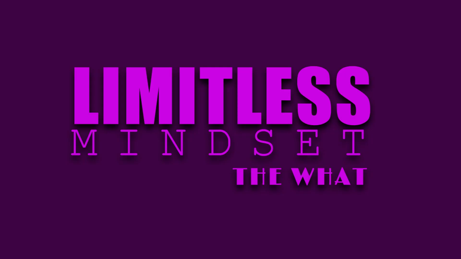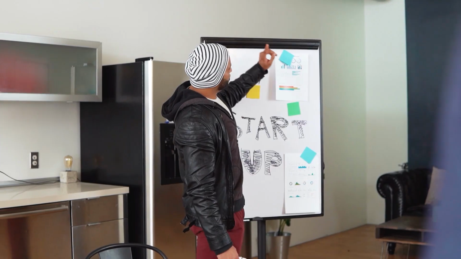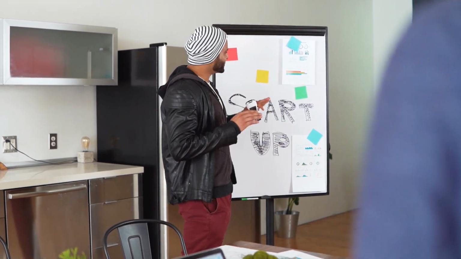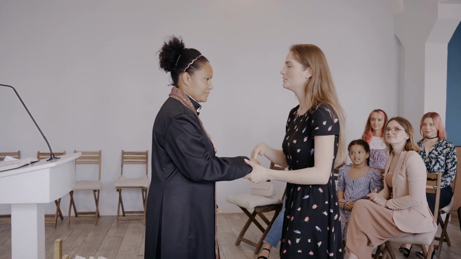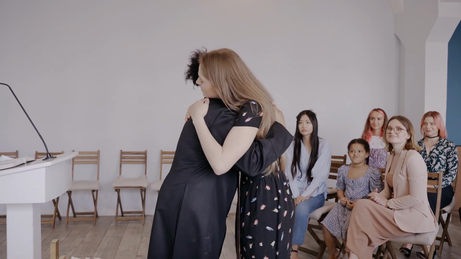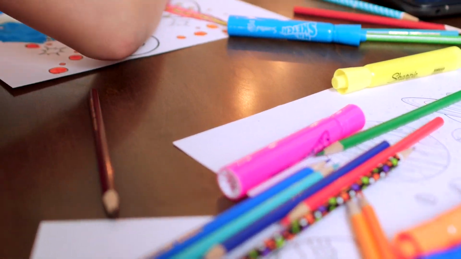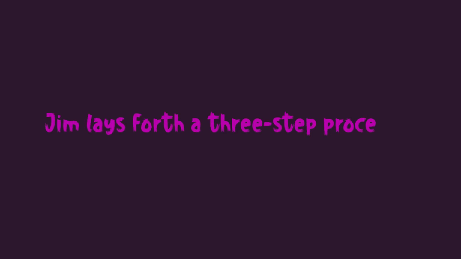Part 1. Limitless Mindset, the what. The first element of the three-part limitless model is mindset. Mindset is made up of our beliefs, assumptions, and attitudes we hold about ourselves and the world around us. To minimize our limiting beliefs and to develop a limitless mindset, Jim lays forth a three-step process.